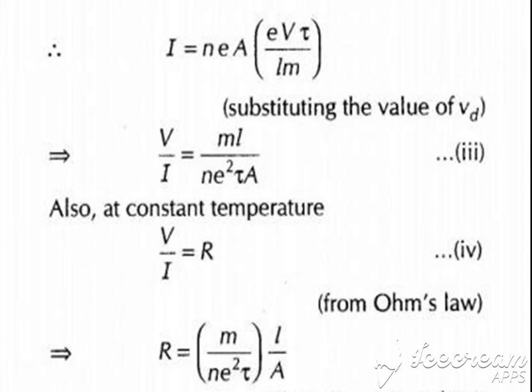Now if you remember, V by I is equal to R. So this whole value can be termed as R. So R has a different formula in microscopic components, that is mL by ne square tau A. This is known as deduction of Ohm's law, or relation of resistance in terms of these microscopic components.